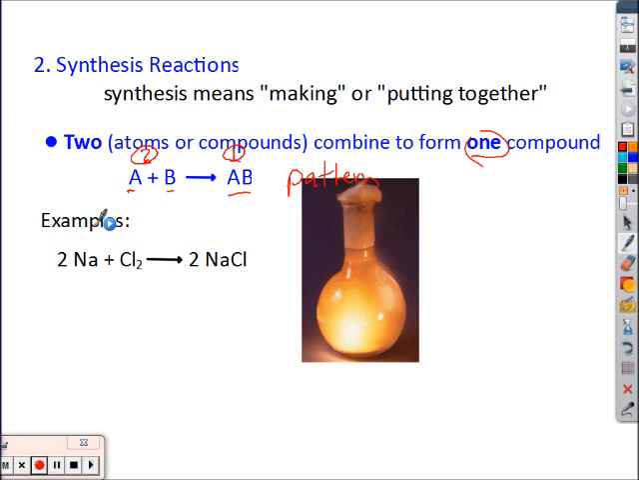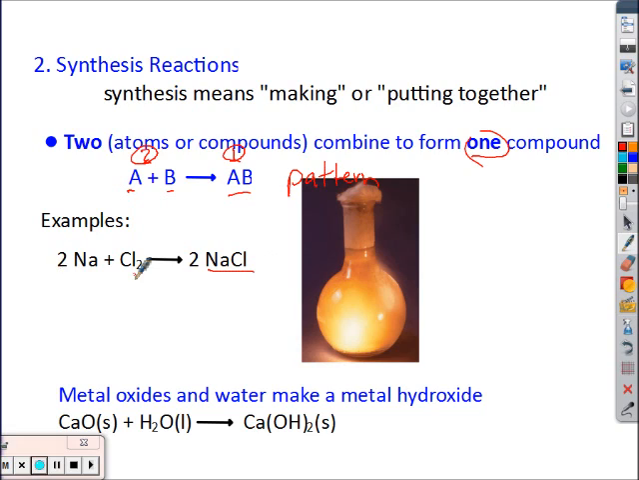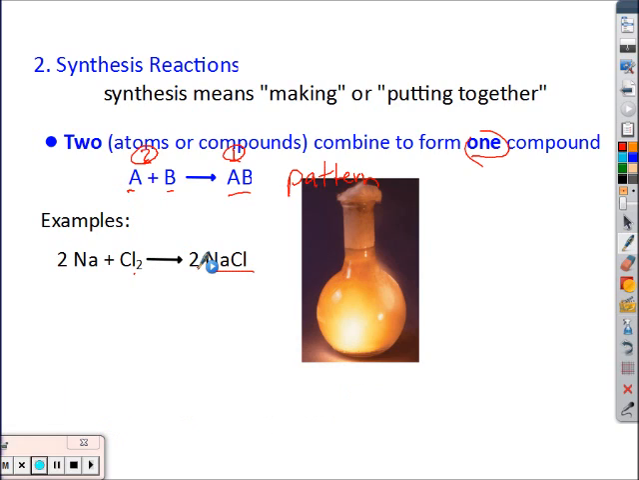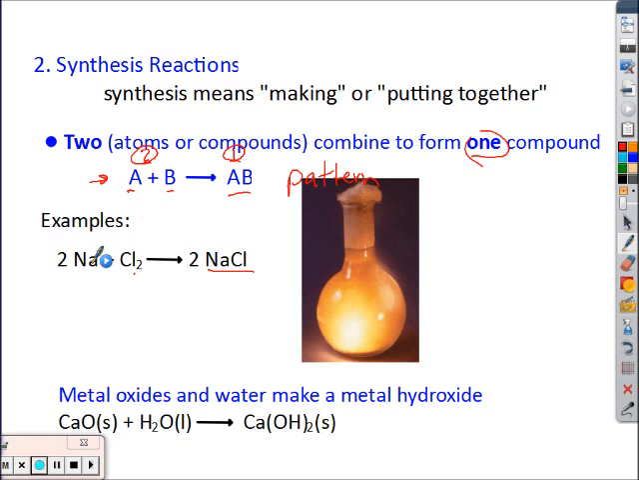Examples of that: if I take sodium and I react it with chlorine, Cl2, I get sodium chloride. Now notice when it's balanced, we end up getting the 2's for the coefficients and subscripts, and that's okay. But this is just the pattern. Up here is the pattern we're talking about. Another example would be metal oxide. In this case, if you notice, it's not an element. It's actually 2 compounds that are reacting, but you still see 1 compound at the product side. So it's still a synthesis reaction.